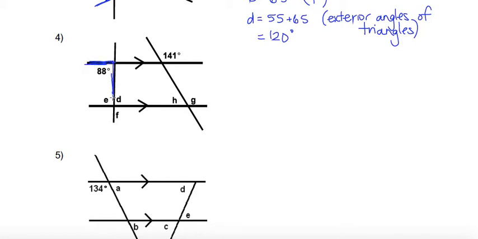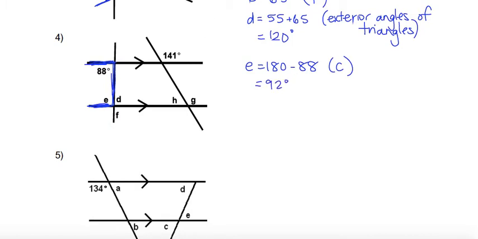Actually, a C pattern. Let's do a C pattern. So a C pattern can help us find out E. E is equal to 180 take away 88, and that's using a C pattern. And that means that E is equal to 92 degrees.